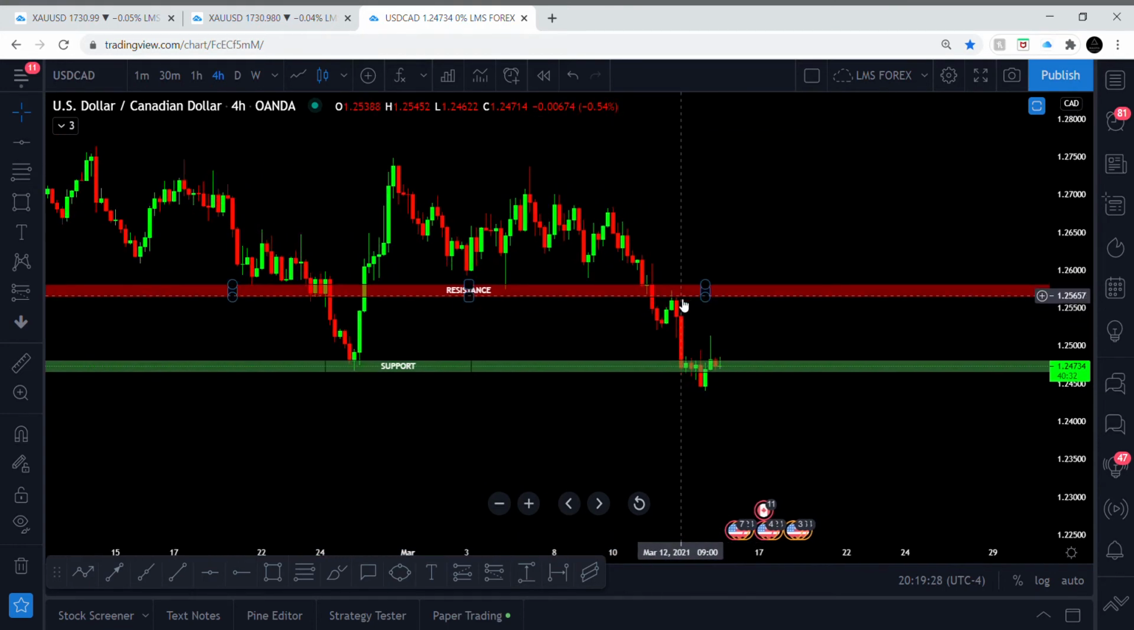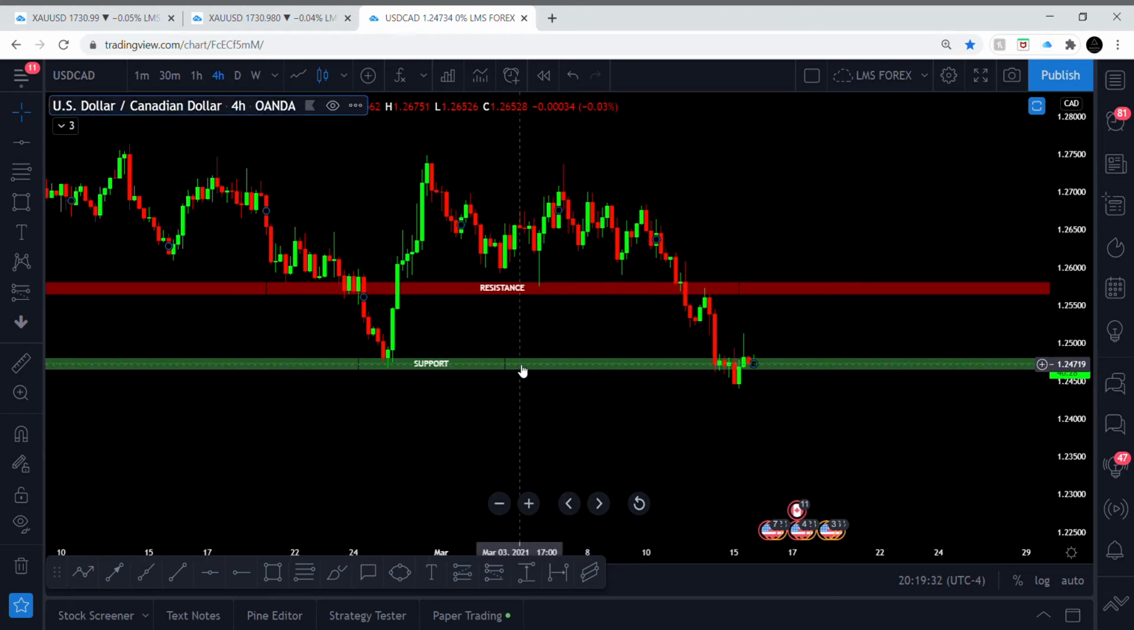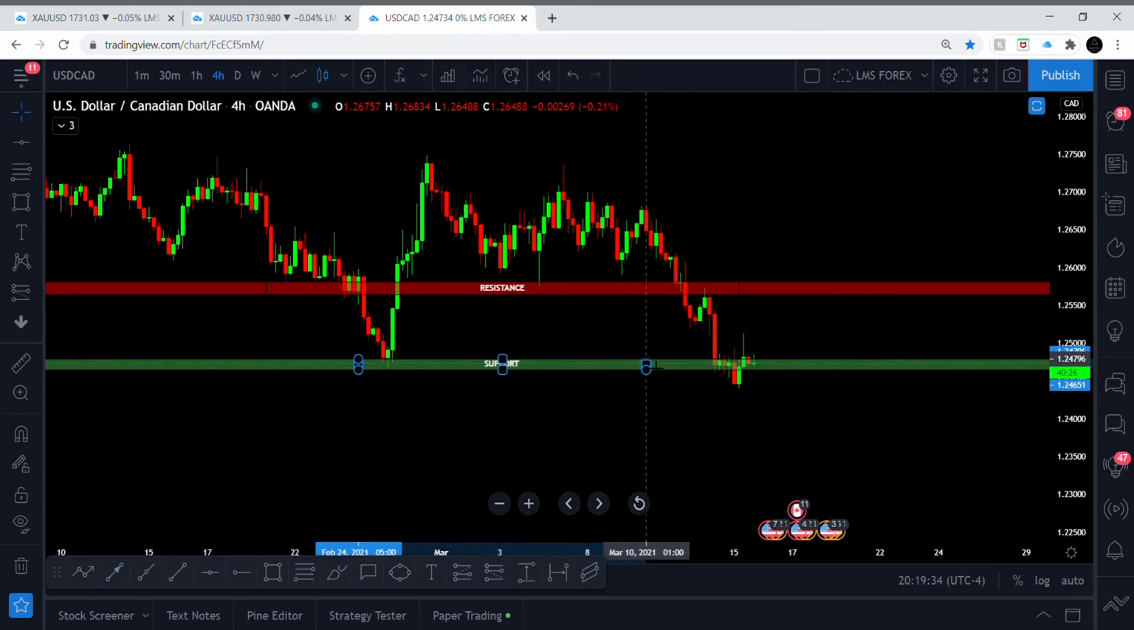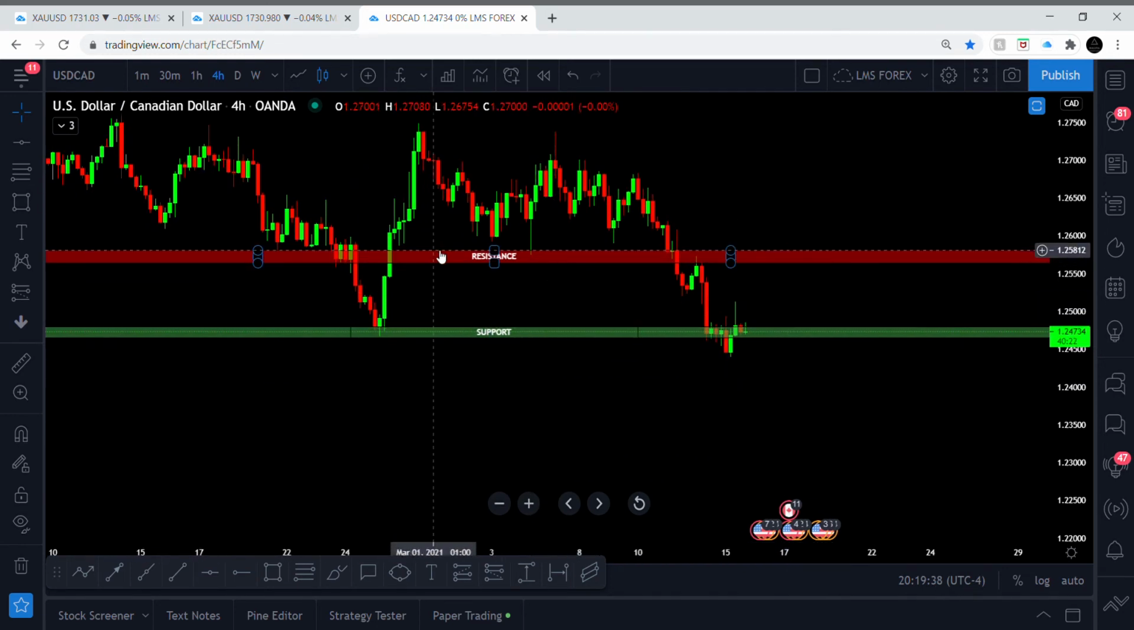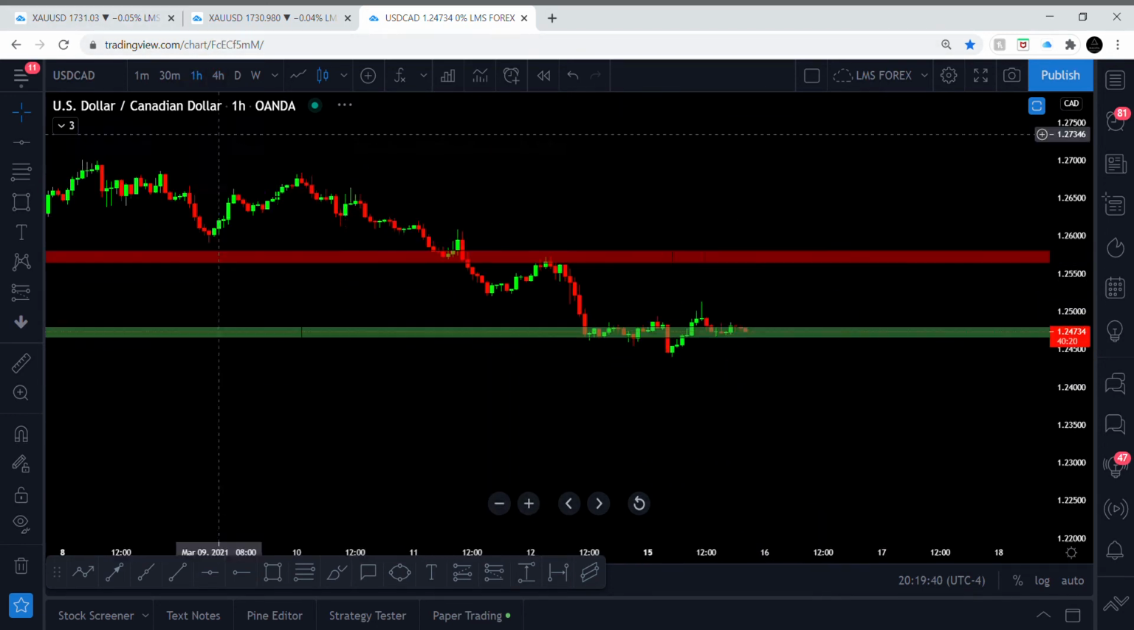So this is our level of resistance, our most current level of resistance, and this is our most current level of support. Okay, so now since we have marked this in the 4-hour time frame, we're looking at the 1-hour time frame now.